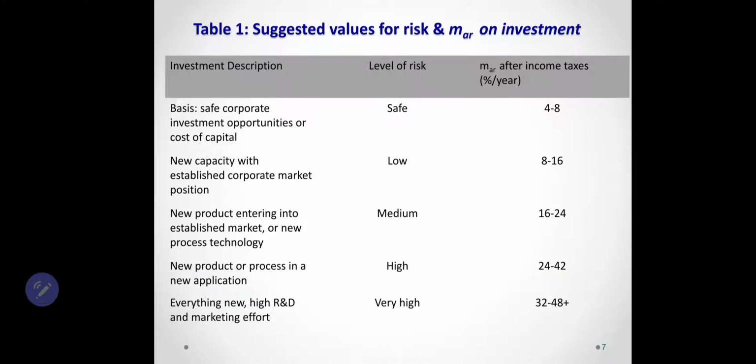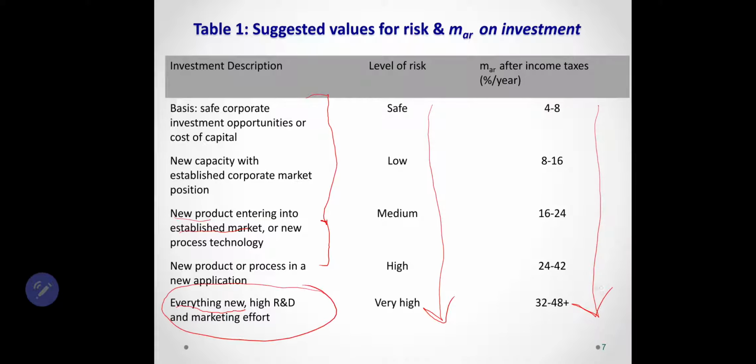Before I move on to the next section of the class, I want you to take a look at Table 1. It shows that you need to always cater for the risk associated with an investment. You see that the higher the risk, the higher the MARR. The risk is highest when everything is new, unlike when you're just incorporating certain changes here and there, for example new capacity or a new product entering an established market. In all these cases something was already established, it was just a modification. But in this particular case, everything is new. Hence, you need to ensure that the MARR is very high.